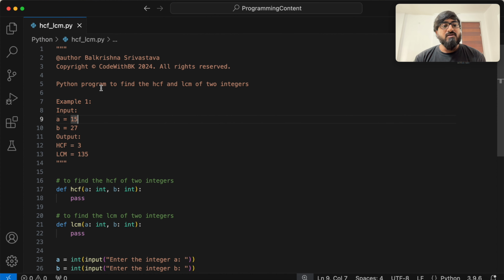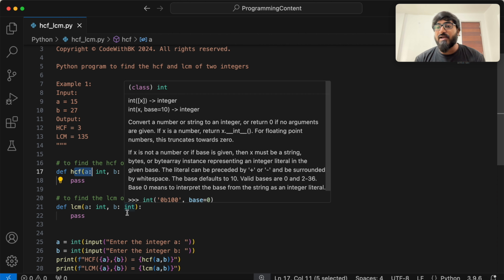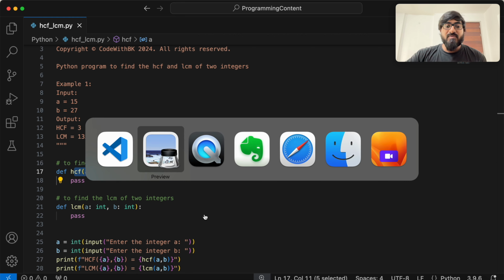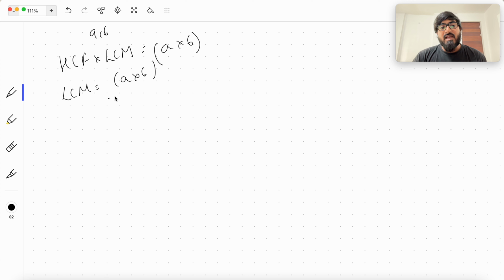Alright, so we have to find the HCF and LCM of two integers. HCF we will find using two methods, and LCM we simply find using the formula. If you remember, we were taught a formula when we were very young, that HCF times LCM for any two integers a and b is equal to the product of those integers. So in order to find LCM, all I need is the HCF, and I can divide the product by it. For HCF we see the Euclidean method, and then we see a recursive method.